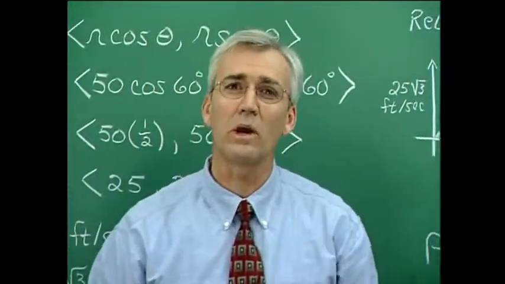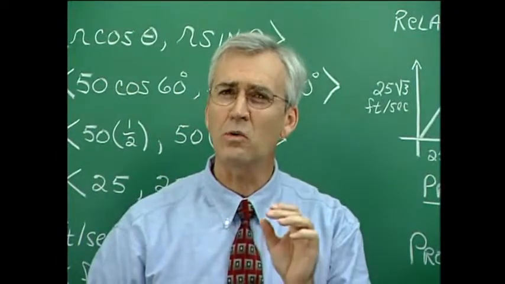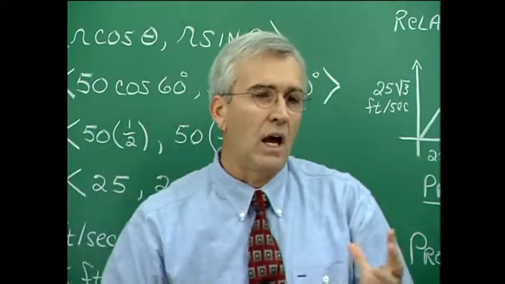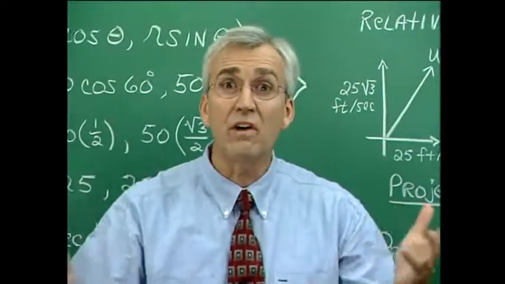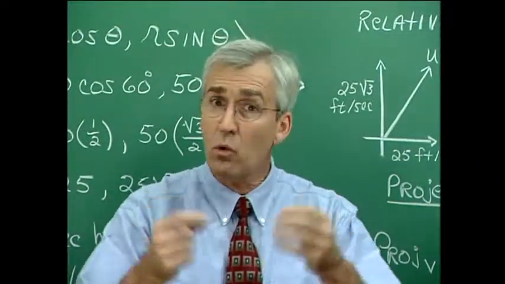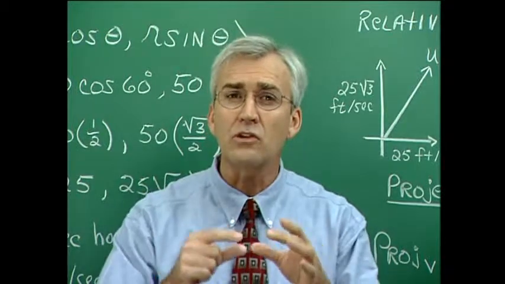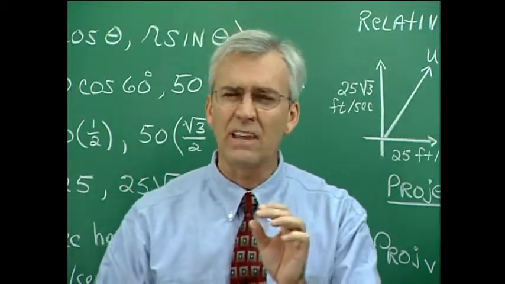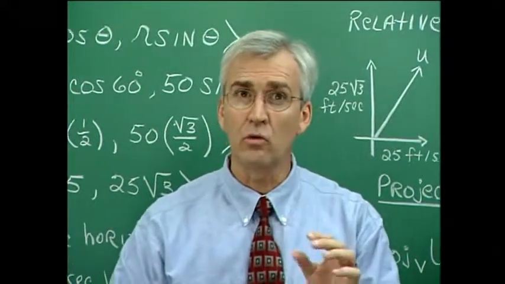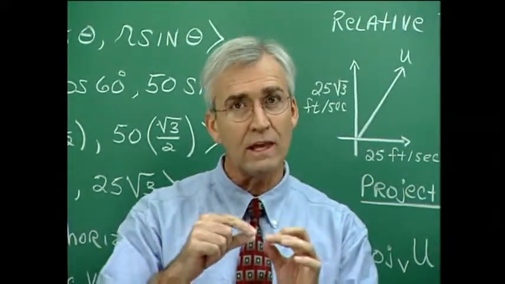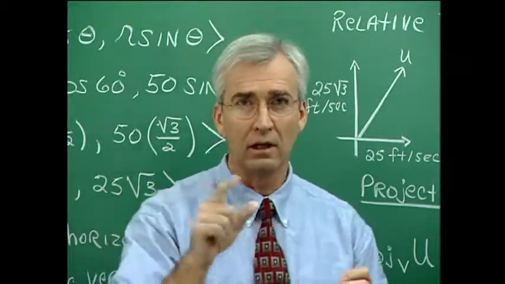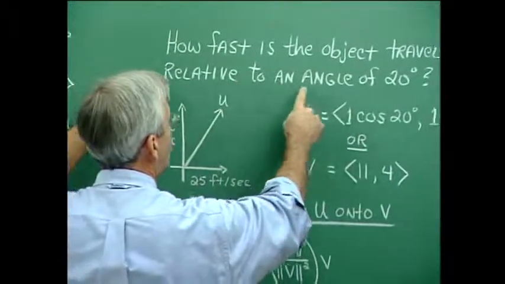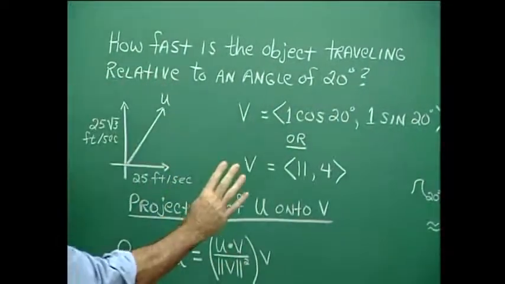But suppose we don't care about those things. Suppose we care more about how fast it's traveling, not horizontally and vertically, but maybe on a different angle, on an angle of, let's say, 20 degrees. How fast is it traveling on that angle? Well, it turns out that we can project this vector u onto a vector that is along that 20-degree angle. Consider this. We want to know how fast the object is traveling relative to an angle of 20 degrees. Here's what we know about the problem.